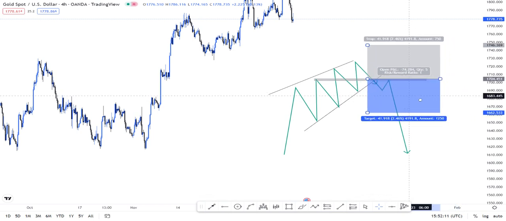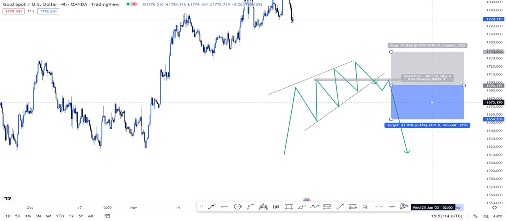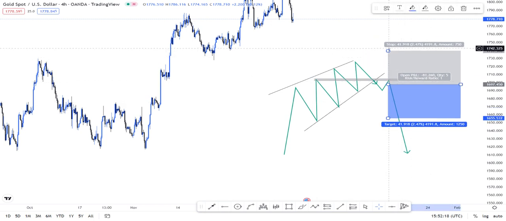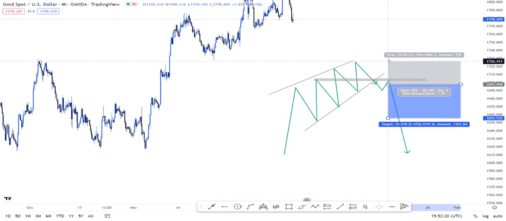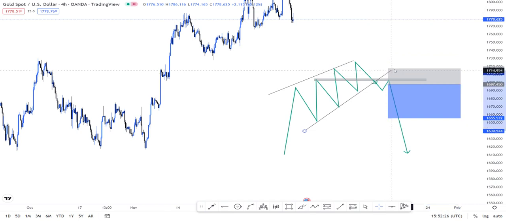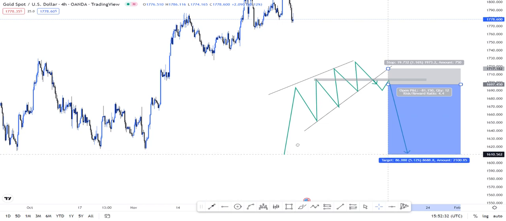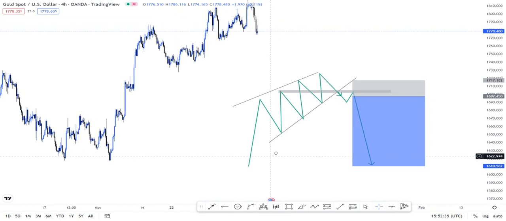My stop loss is above there. It's a bit slow, but yeah, my stop loss is above there. Or if you like to take risk, you can put your stop loss somewhere around there. And then you might focus your take profits somewhere around there. So this is how you trade this pattern.